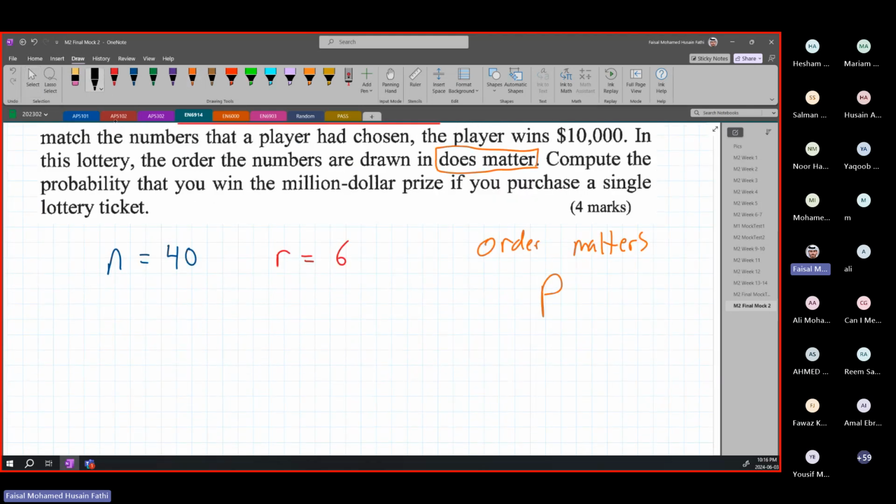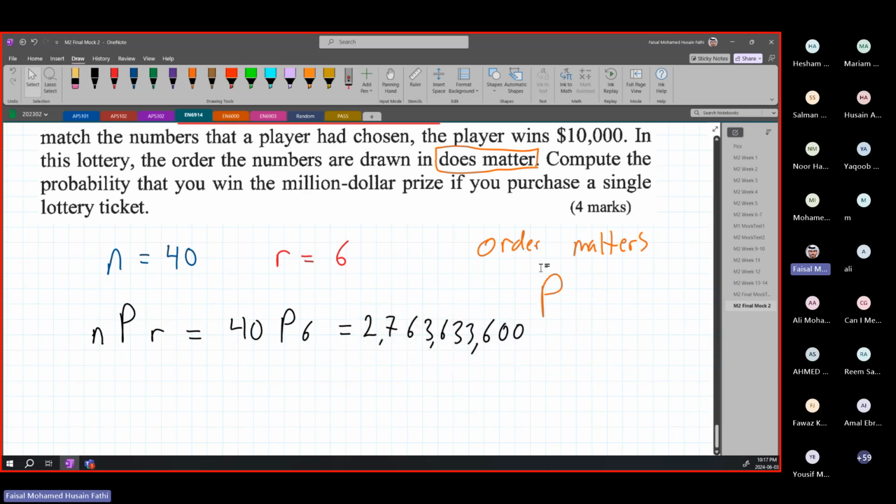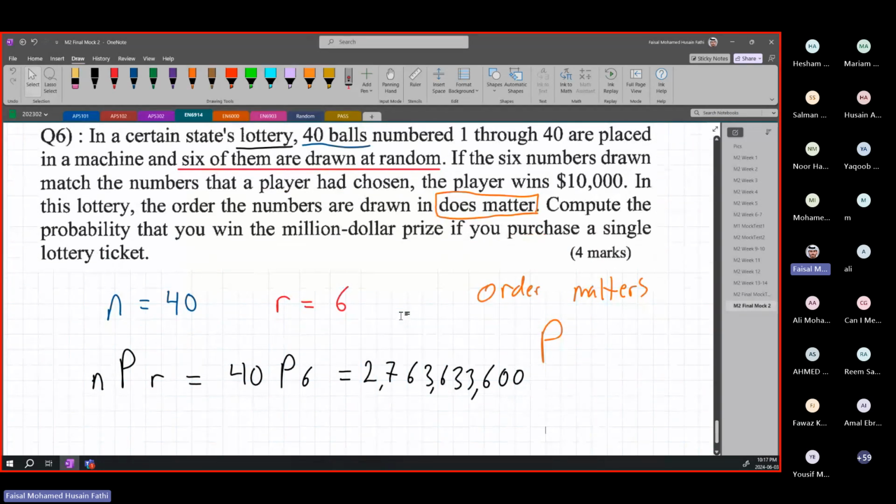Since order matters, it is going to be nPr, which in this case is 40P6, which you just put into the calculator. 40P6 is going to be a humongous number, which is 27,636,333,600. So out of 2.7 billion permutations, one of these numbers is going to win me the $1 million prize.